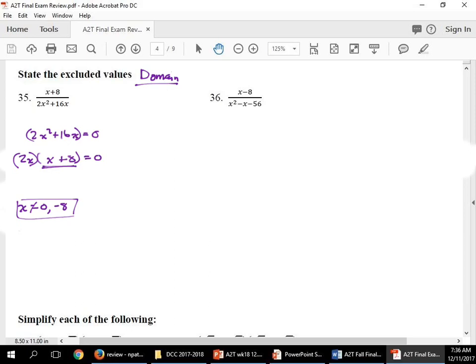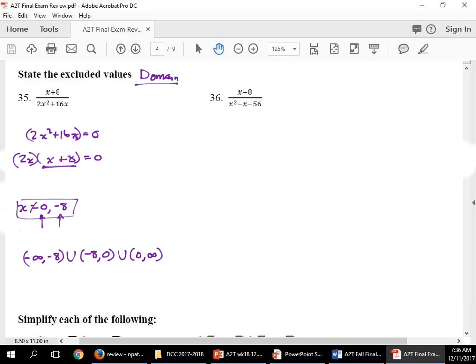So for domain, you're going to think all real numbers except for these numbers. Actually, it's always all real numbers except for those numbers. And so we do the negative 8 first. So we're going to go from negative infinity to negative 8. And then we're going to go from 0 to negative 8. No, sorry, wrong way. Has to be negative 8 first. Negative 8 to 0. And then we go from 0 to infinity.